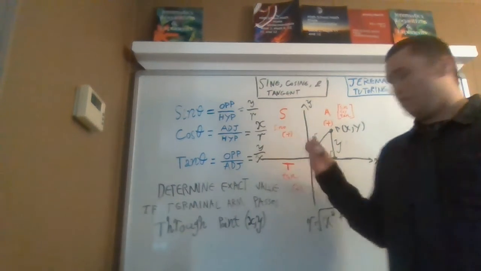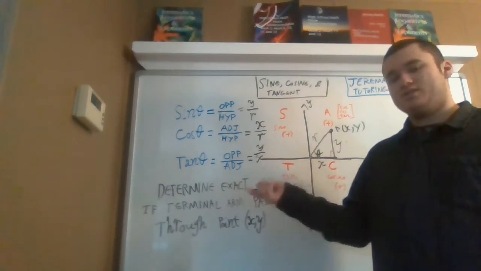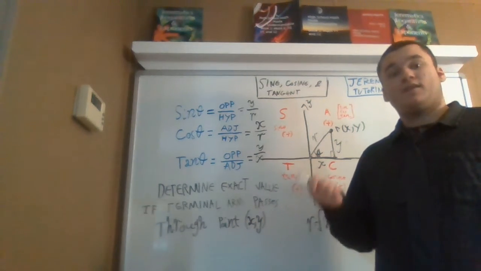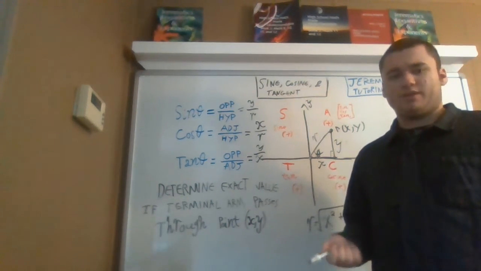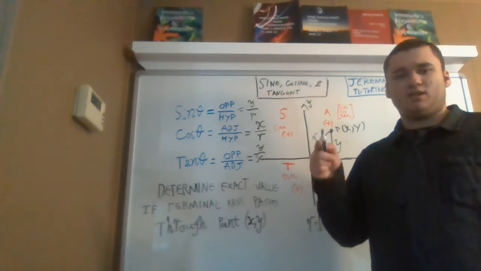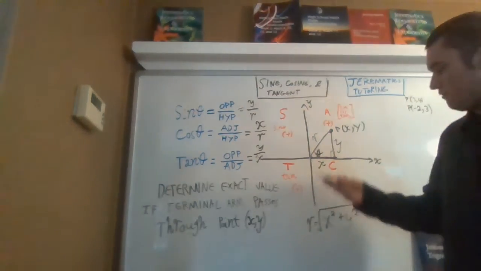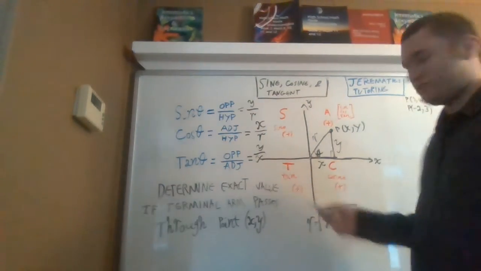What about tangent? X's are negative, y's are negative. Tangent is equal to y divided by x. So y divided by x is two negative numbers divided by each other, and you're going to get a positive because a negative divided by a negative is a positive. So that means that tangent is positive in this quadrant. So that's why only tangent is positive in this quadrant.